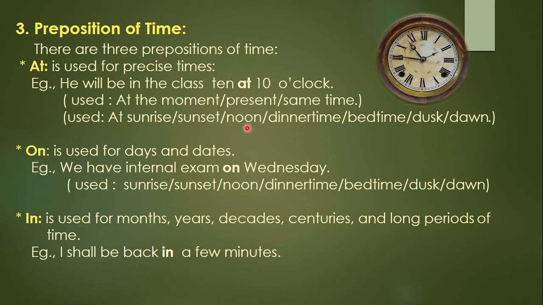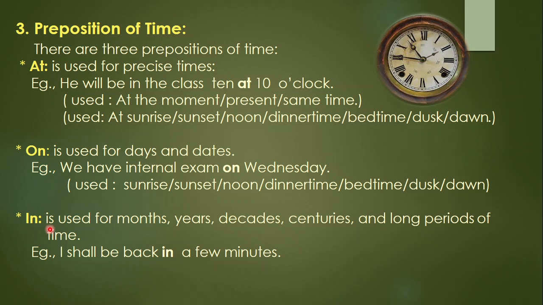Okay, so the second one, on. On is used for days and dates. Okay, on is used for days and dates. For example, we have an internal exam on Wednesday. Okay, normally this is how we look at the timetable. We have an internal exam on Wednesday, and note the pronunciation. Okay, days and dates, the time.